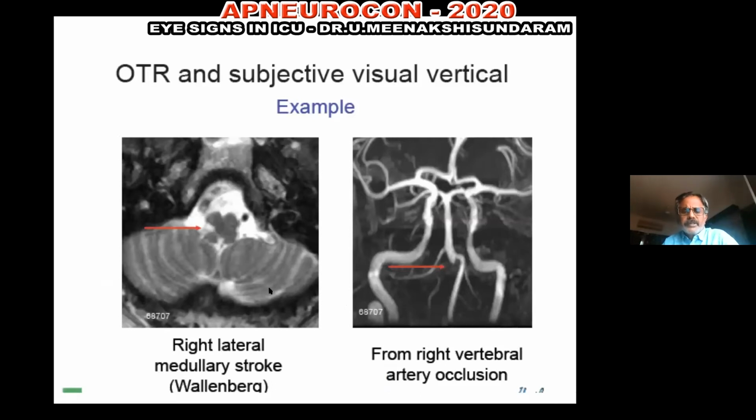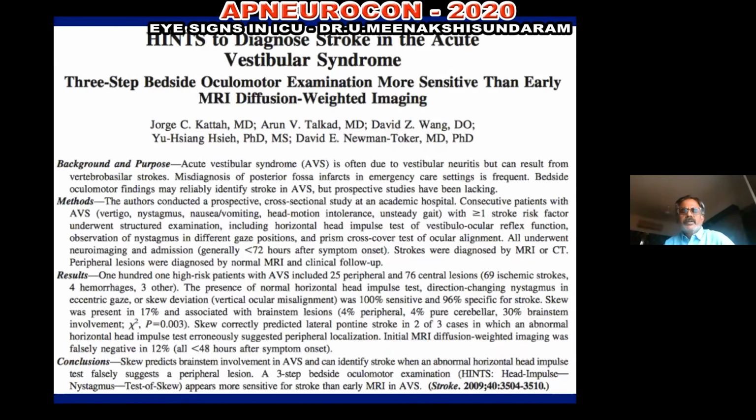So, for example, this patient with a right lateral medullary stroke due to a vertebral artery occlusion presented with OTR and abnormal subjective visual vertical. Now, this is an article from 2009 about the way we clinically evaluate patients. Even though we talk a lot about interventions, this is really important if you're going to decide whether to thrombolyze a patient presenting with an acute vestibular syndrome. The 3-step bedside oculomotor examination was shown to be more sensitive than early MRI DWI. Skew predicts brainstem involvement in acute vestibular syndrome and can identify stroke when there is an abnormal head impulse test, falsely suggesting a peripheral lesion.